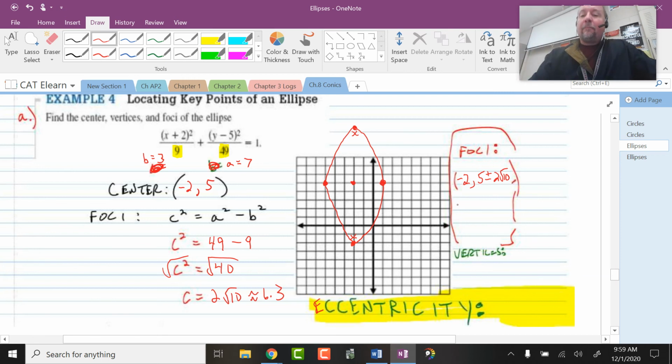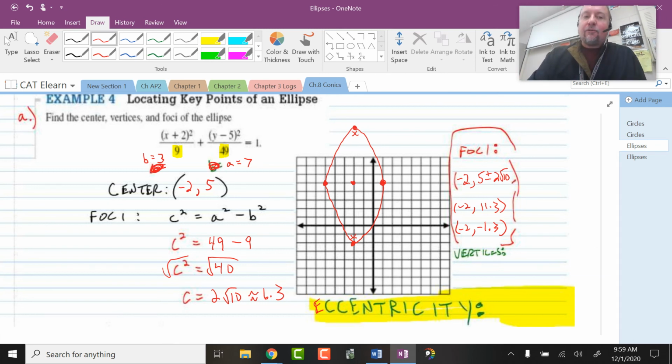But if you wanted to put it in approximate, -2, add 6.3 to 5, that's 11.3. And subtract. And again, if we don't know how to move around a coordinate plane, I can't help you. That's something you got to do.